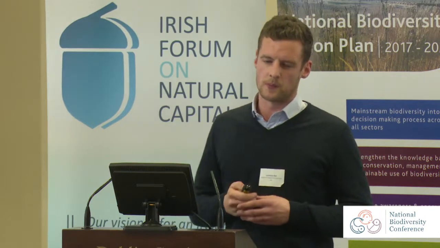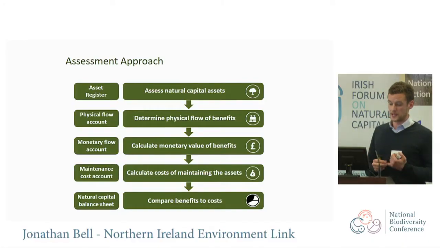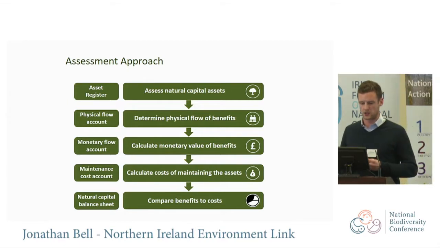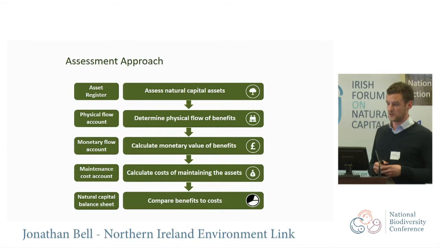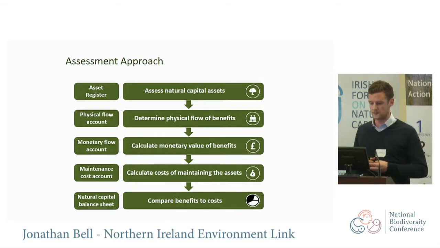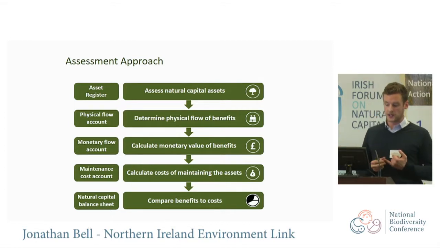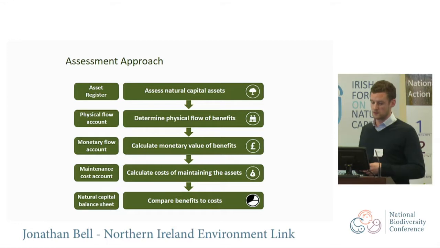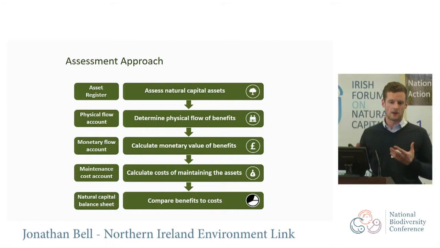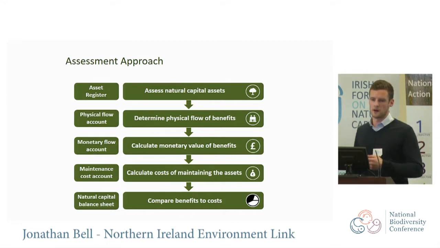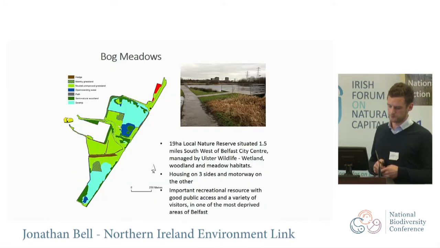So just a very quick, simplistic overview of the approach that was used by our consultants. Firstly, it was to identify those natural capital assets and create a register, determine what the physical flow of benefits are from those assets, try and calculate the monetary value of those benefits, calculate then the costs of maintaining these assets, so the management cost, and then comparing those benefits and costs, and that's how we came up with a natural capital balance sheet.